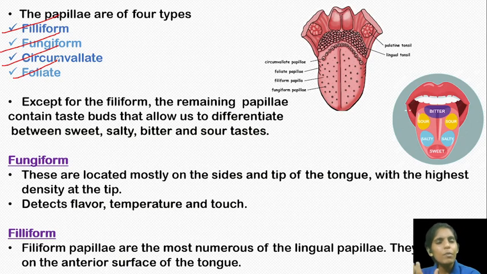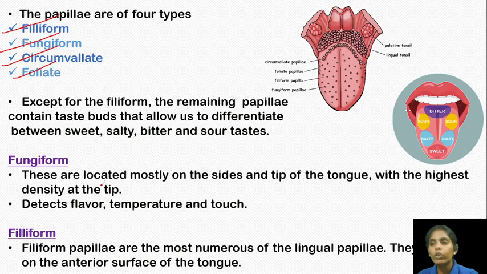So, what is the ultimate function of these lingual papillae? It is to detect the flavors or the taste of the food, the temperature, and also touch. So, these are the functions of the lingual papillae. But the filiform papillae, out of all the remaining papillae, do not have gustatory buds. That means they do not have the ability to detect flavors of the food. So let us discuss in detail about each lingual papilla.